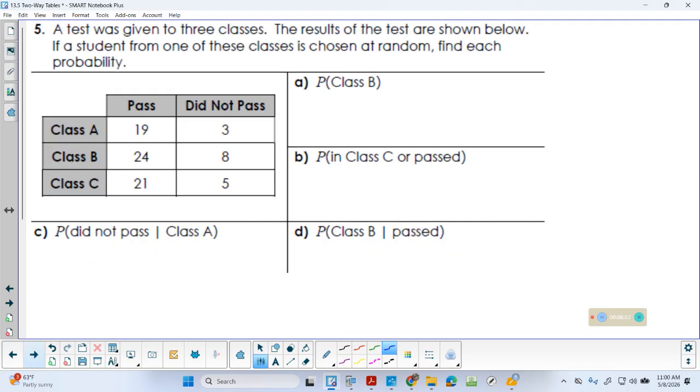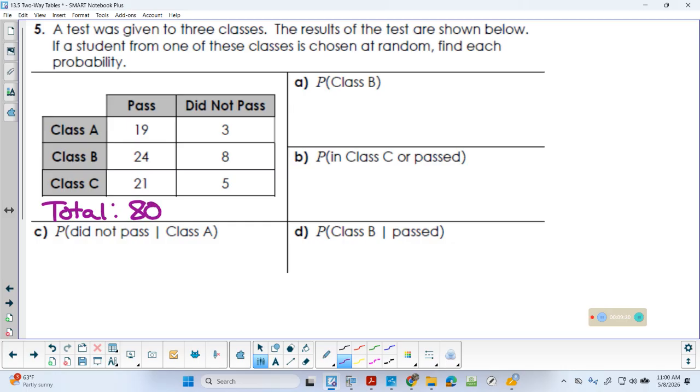All right, let's do another here. A test was given to 3 classes. The results of the test are shown below. If a student from one of the classes is chosen, find the probability. So, of course, we need the total. Total that all up. I need to know how many total kids we are talking about. So it's 19 plus 24 plus 21. Add them all up. 80.